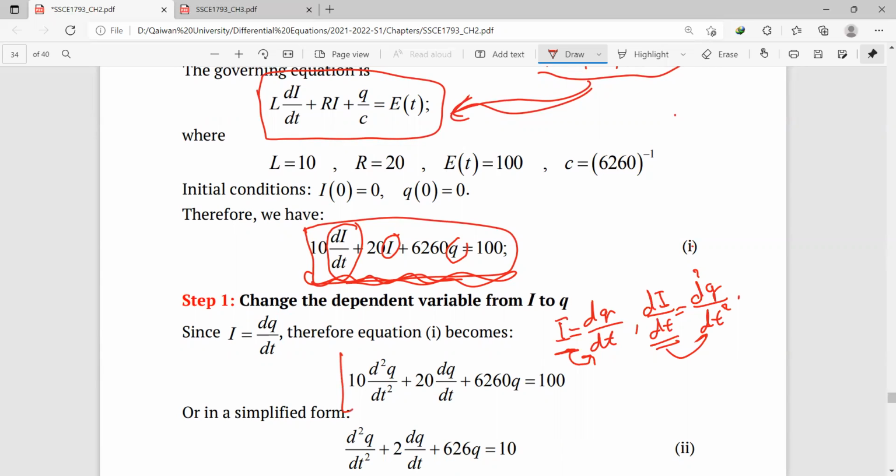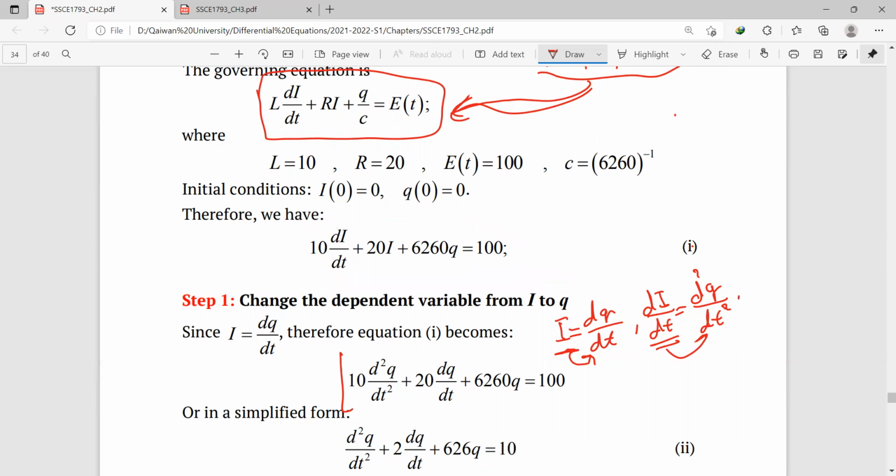Where? In this differential equation, in the above one. We replace i and di by dt by dq by dt and d squared q by dt squared in the above differential equation, to have only q in the differential equation. As I said, we must solve it for only one of the dependent variables. It's either for q or i. Now, in this case, we are going to solve it for q. And if you solve it for any of them, you must get the same results.